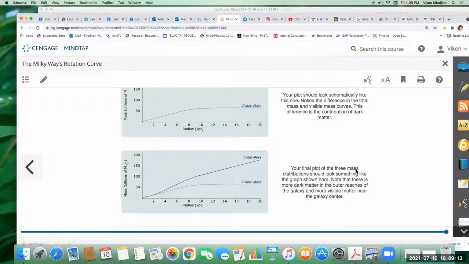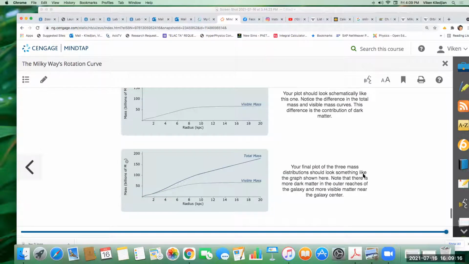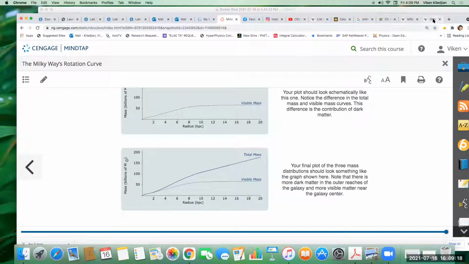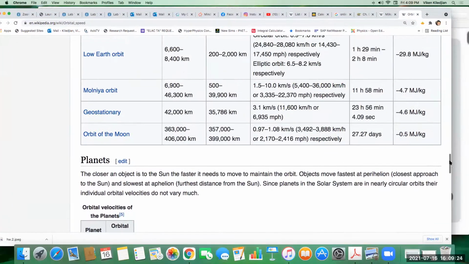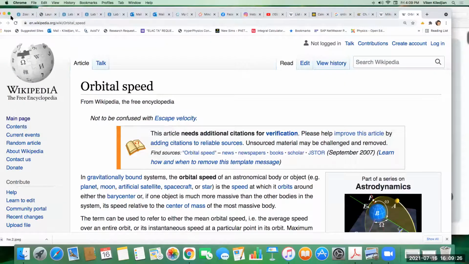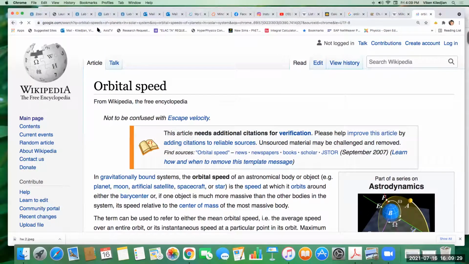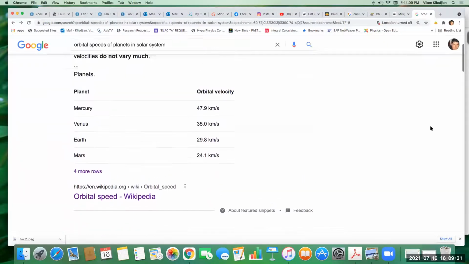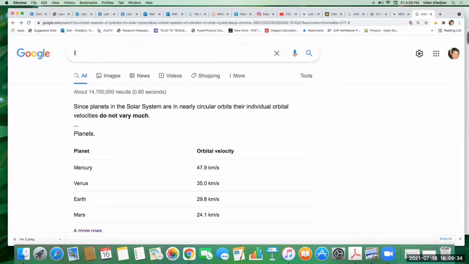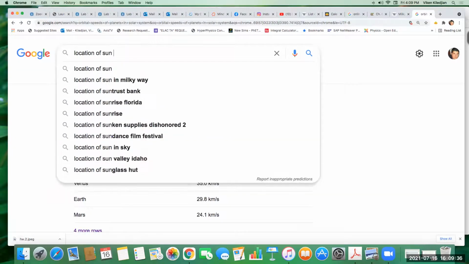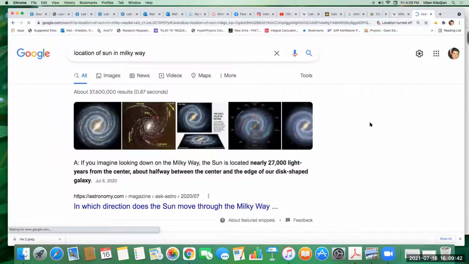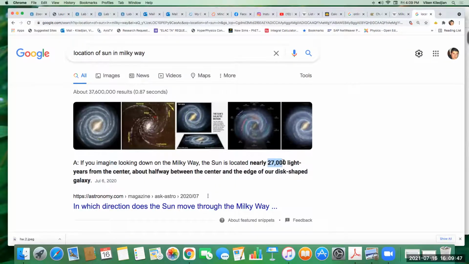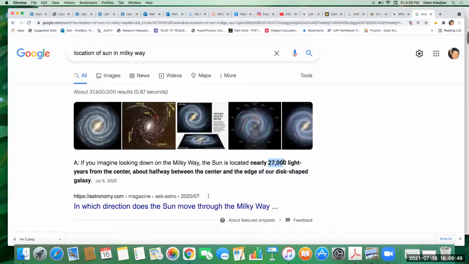So your final plot of the three mass distributions should look something like this. You know what, by the way, let me just look at the location of the sun in the Milky Way, just so we have a reference of where the sun would be here. The sun is located nearly 27,000, so that's 27 kilo light years.